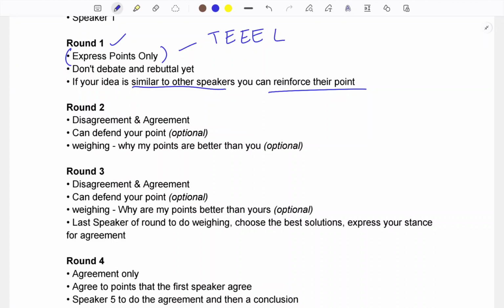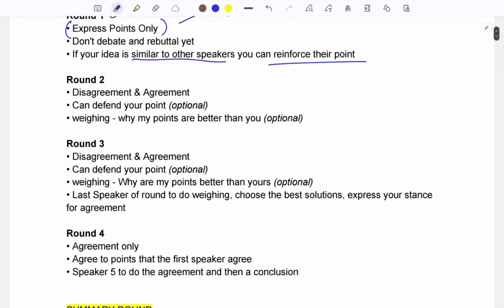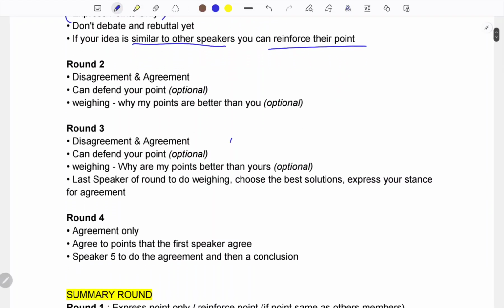Then you can do weighing. Sometimes not every solution is 100% right. There are pros and cons, and you can do the weighing there. Like, my solution is better than your solution because of so and so. Even though my solution has some downside, it's still better. So it depends. Do the weighing, okay? So round 3 is just the same, but the difference is that the last speaker of the round is going to do the final, massive weighing, and then choose the best solution and express your stance.